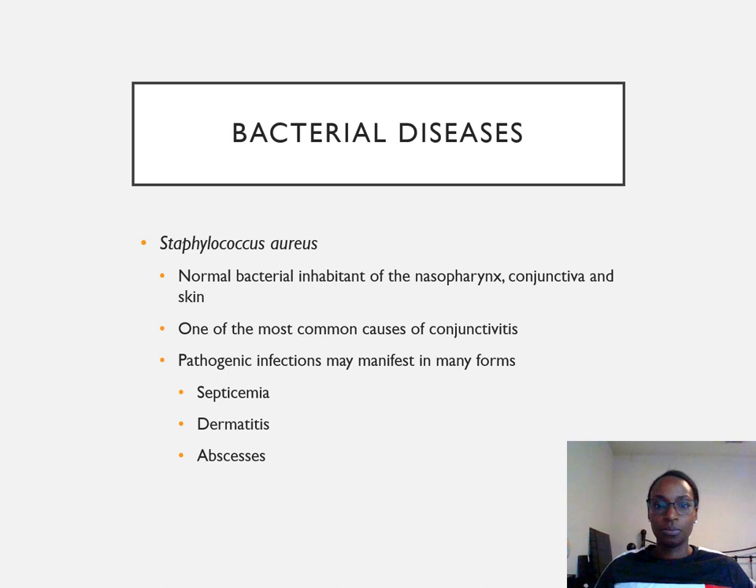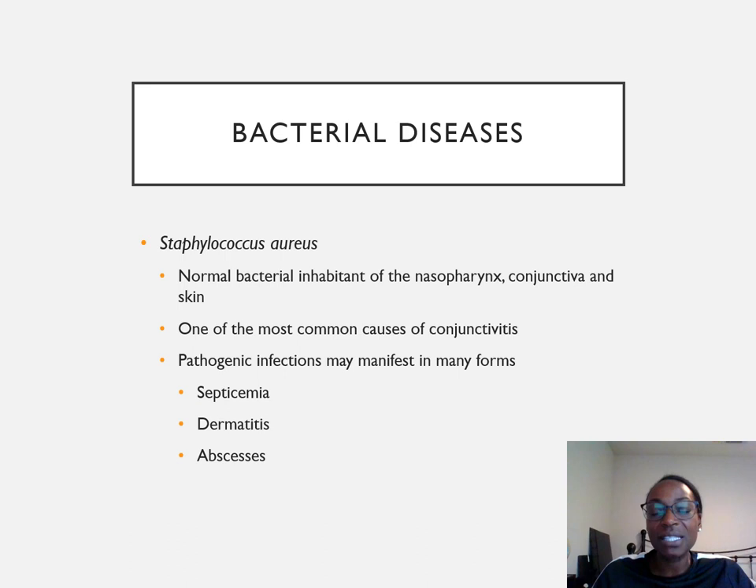All right. So the next bacterial disease we'll talk about is Staphylococcus aureus. We know that staph is a normal bacteria that lives on the skin. It lives in the conjunctiva. It's in our nasal pathways. It's pretty much everywhere.